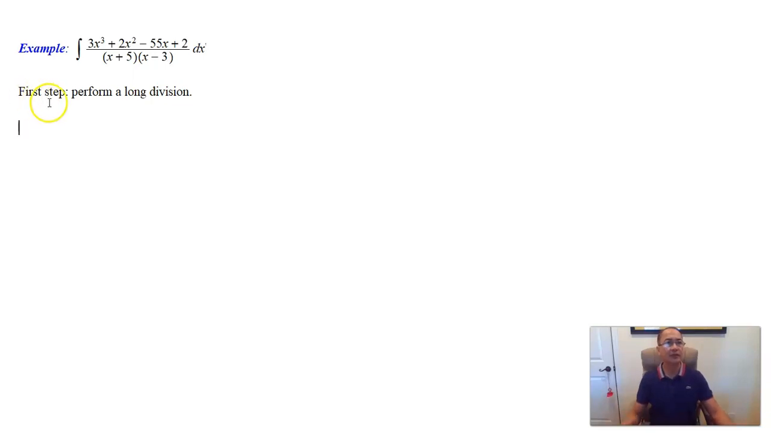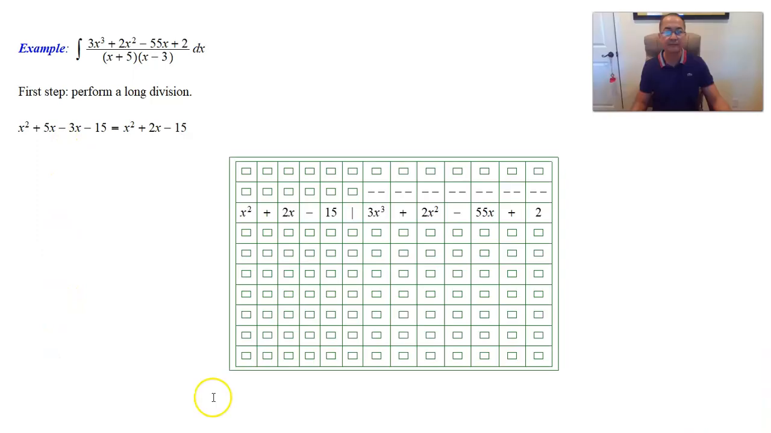In order to perform a long division, we're going to have to expand the denominator first, because we're going to divide this by this. We can't do it while it's in a factored form. So expand it out, we'll get x squared plus 5x minus 3x minus 15. Of course that simplifies to x squared plus 2x minus 15.